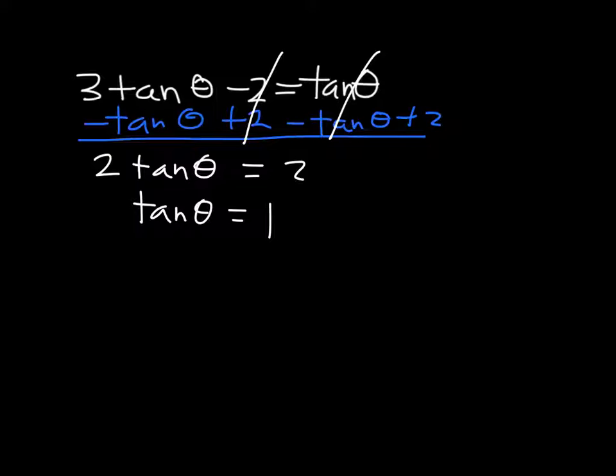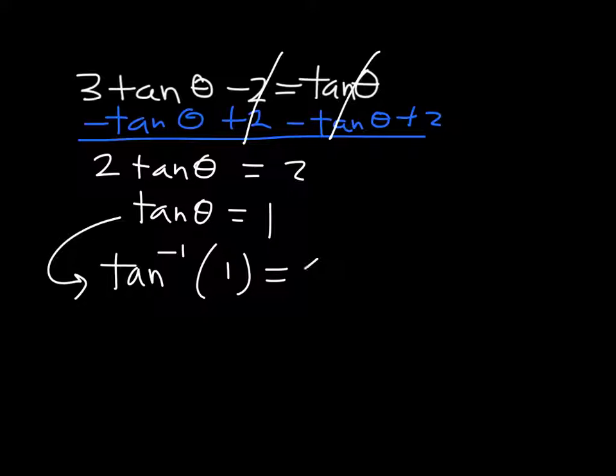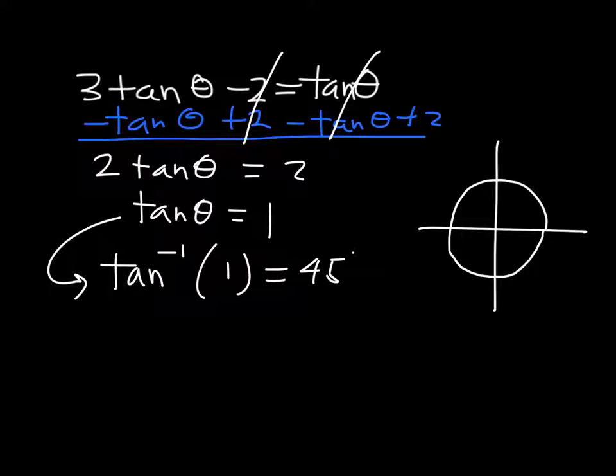Now you might know that by heart, what the angle is, but if you don't, you can always rely on the calculator to give you the angle by doing the inverse of tan of 1, and that would be 45 degrees. So now I'm going to think about my unit circle to try to get the other angle that would work out. So I'm getting 45 degrees is my first answer.